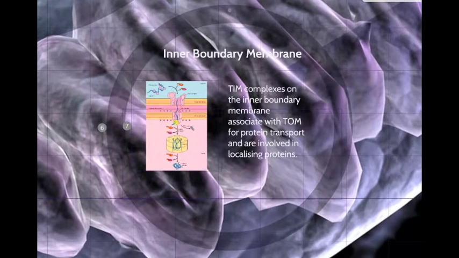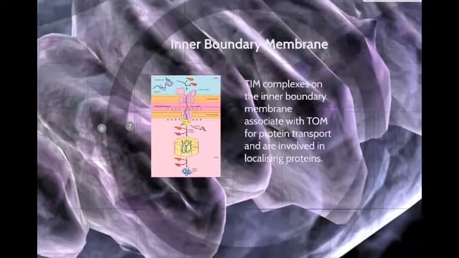The inner boundary membrane. This membrane is parallel to the outer membrane and is considered a second envelope. The membrane forms morphological contact points with the outer membrane, where TIM and TOM proteins are there for protein import. The lipid-to-protein ratio is similar to that of the plasma membrane, which is 1:1.